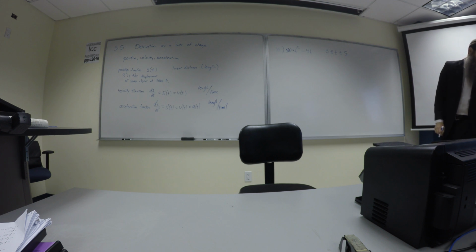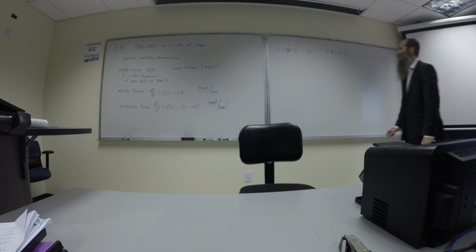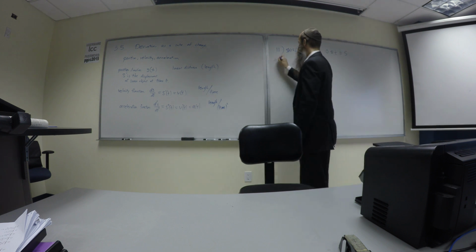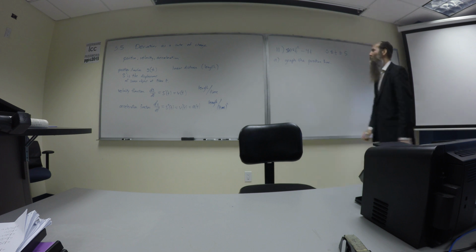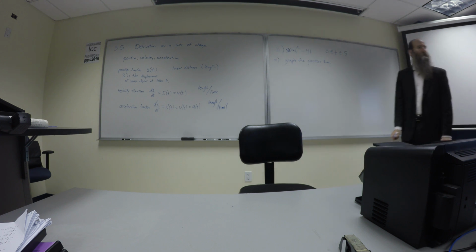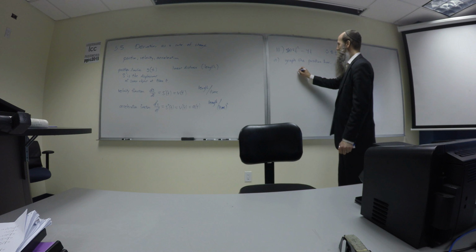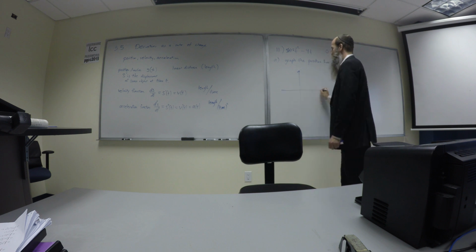The first thing we're supposed to do is graph the position function. Okay? Part A. Graph the position function. Well, that's the function they give me. S represents the position function. Okay? So can you graph t squared minus 4t? Yes. Okay? Tell me how. What's a very basic way to graph this thing?